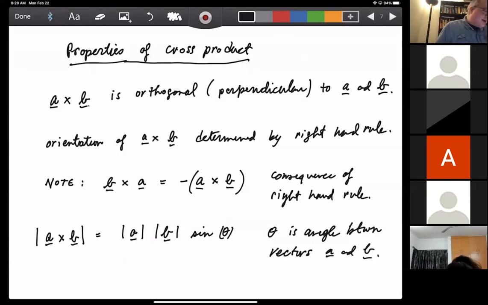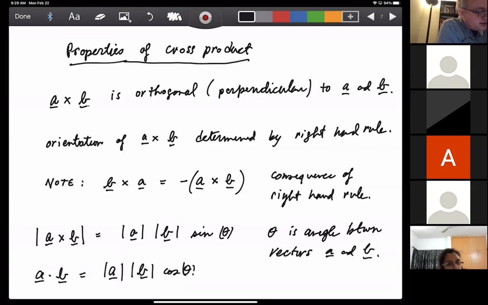Okay, and that theta is the same theta that we saw with the dot product. Remember, the dot product says A dot B is equal to the length of A times the length of B times cosine theta. Those are the same thetas. So the dot product of two vectors is related to the cosine of the angle between them. The magnitude or the length of the cross product of two vectors is related to the sine of the angle between them. Okay.